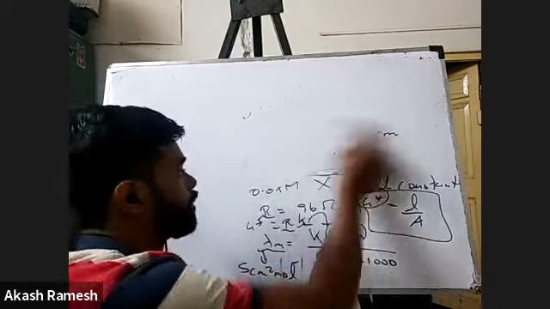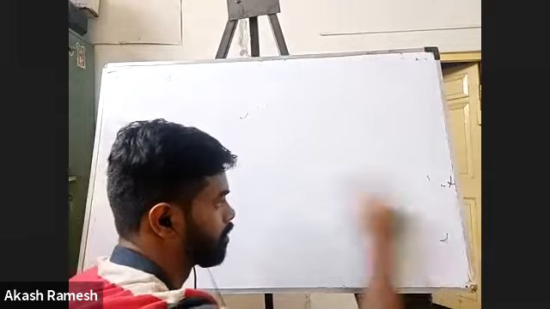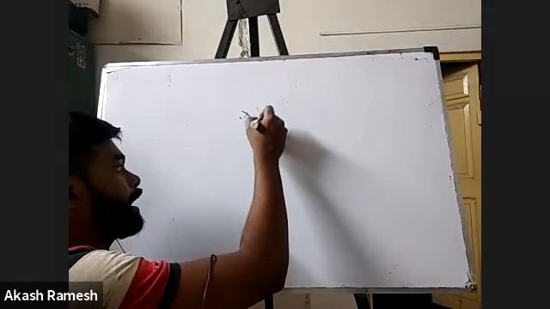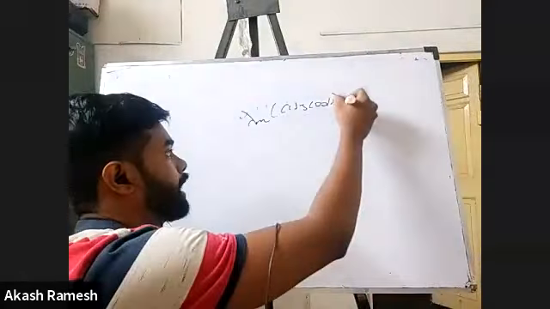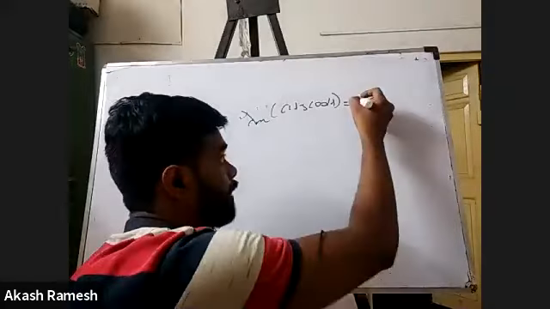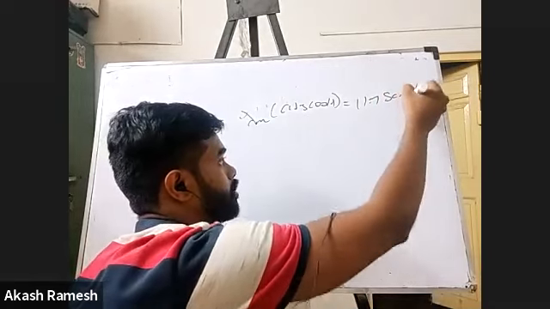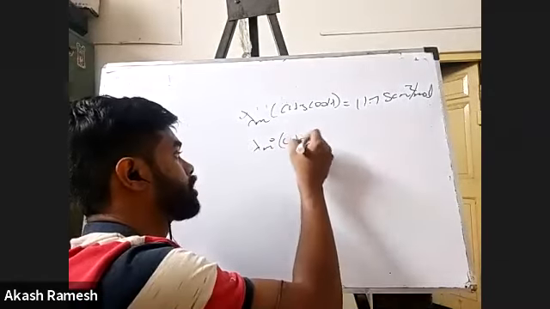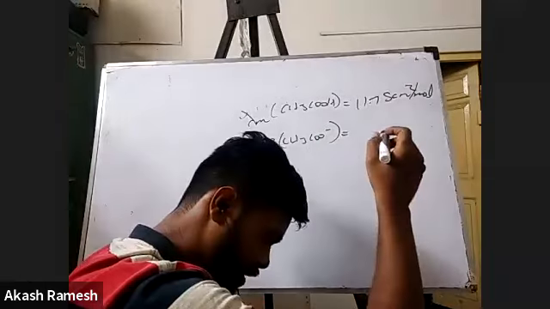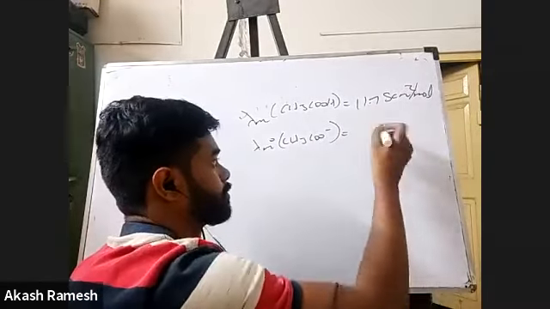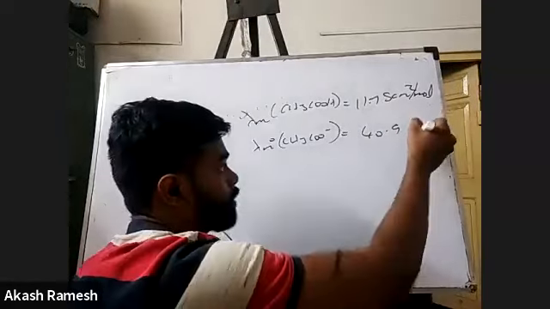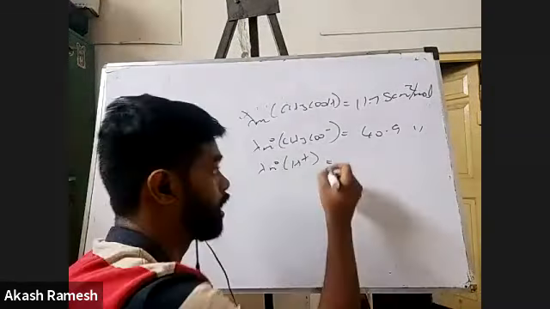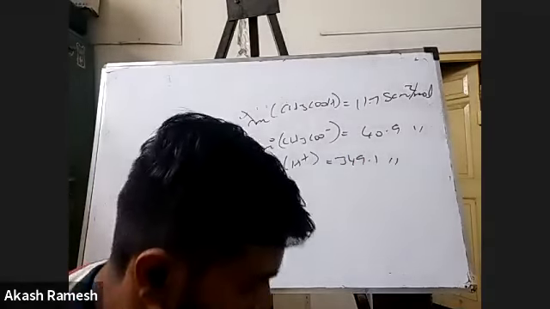Okay, go to the next one. Fine. So they have given lambda M of CH3COOH at some concentration as 11.7 Siemens centimeter squared per mole, and they have given lambda M naught of CH3COO minus as 40.9 Siemens centimeter squared per mole, and lambda naught of H plus is given as 349.1 Siemens centimeter squared per mole.